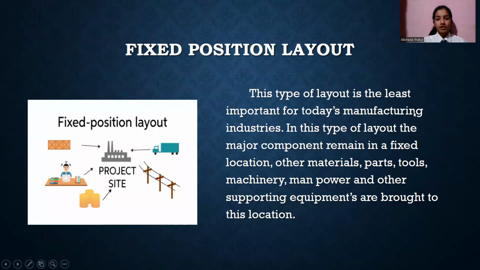Next one is fixed position layout. This type of layout is the least important for today's manufacturing industries. In this type of layout, the major components remain in a fixed location. Other materials, parts, tools, machinery, manpower, and other supporting equipment are brought to this location. This is the chart for fixed position layout.